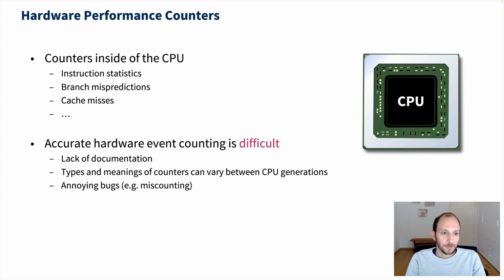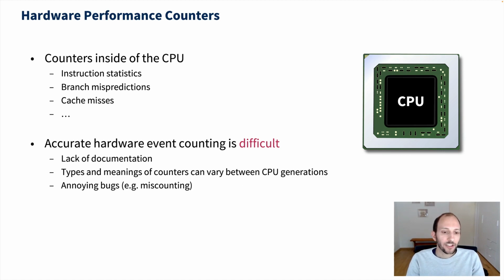Hardware performance counters. So how do we actually benchmark or monitor the performance of Julia code on a hardware level? The good news is that there are counters built inside of most modern CPUs, which can measure all kinds of things: instruction statistics, branch mispredictions, cache misses, floating point operations, all kinds of interesting things that you might want to analyze when analyzing your code.